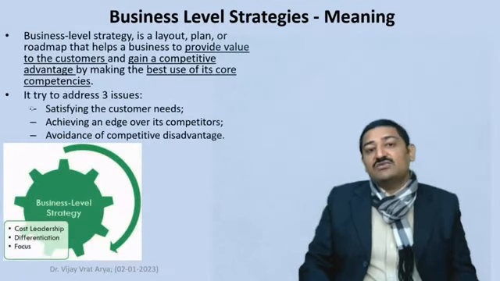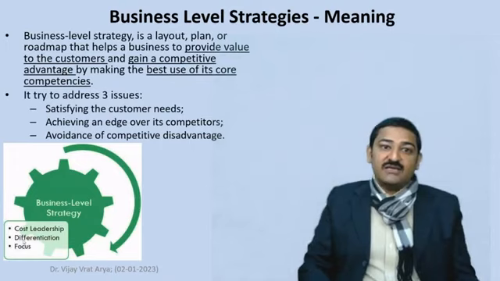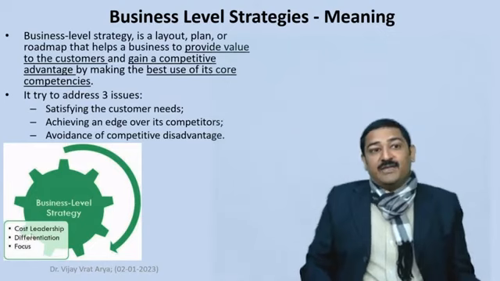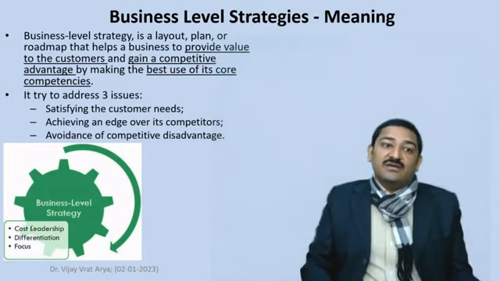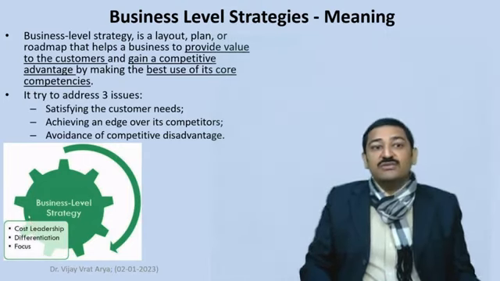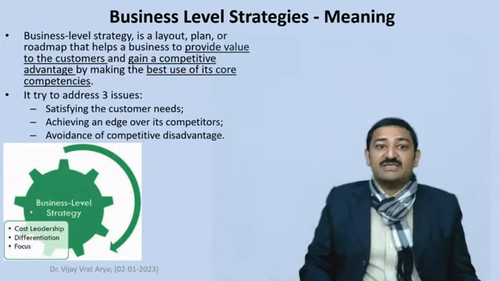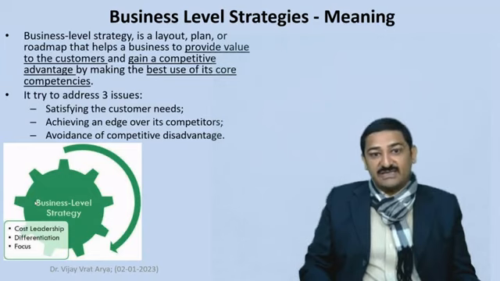So to begin with unit 7, we need to understand the business level strategy first, the concept. When we refer to the business level strategy, sometimes we also refer to it as the strategic business unit's strategy, which is a kind of layout or plan in advance, or roadmap, that helps a business to provide value to the customers and gain a competitive advantage by making the best use of its core competencies.